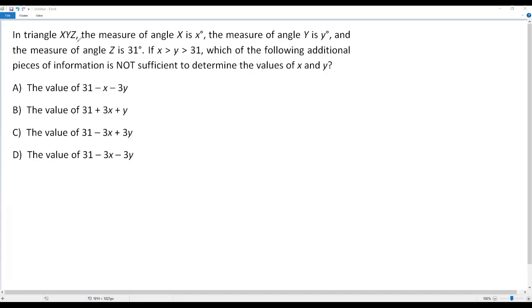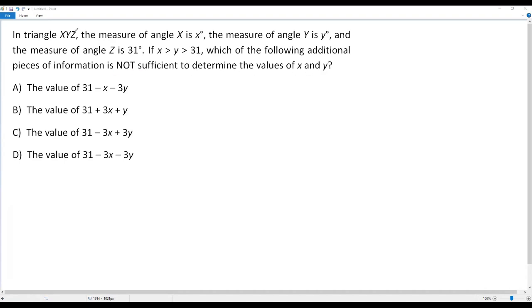In triangle XYZ, the measure of angle X is x degrees, the measure of angle Y is y degrees, and the measure of angle Z is 31 degrees. If x is greater than y, which is greater than 31, which of the following additional pieces of information is not sufficient to determine the values of x and y?